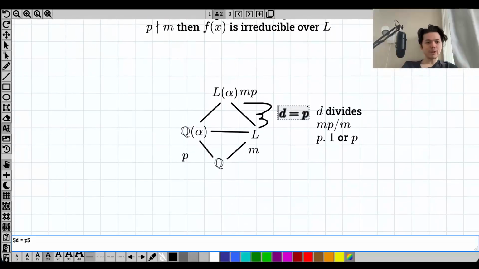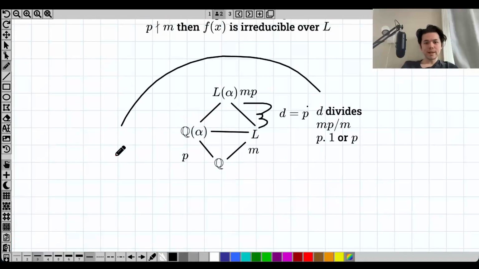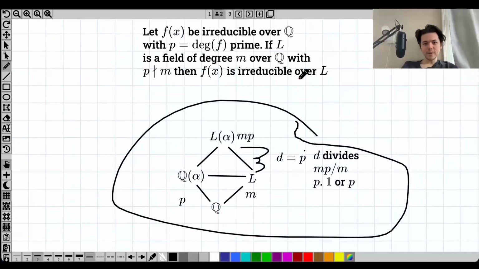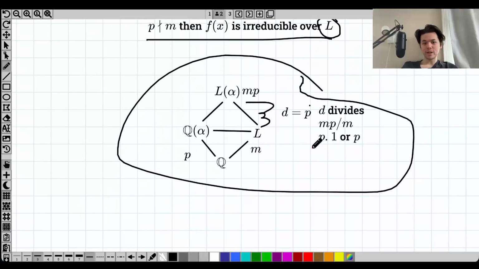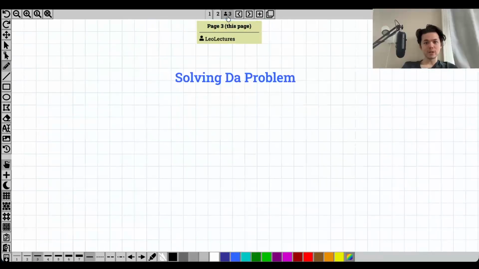And so that's a very short proof that gives you this pretty neat lemma that if f has prime degree, then you can start from irreducibility over Q, and you can bootstrap it to irreducibility over L for all of these number fields, as long as p does not divide the degree of L. So let's do it. Let's solve this problem.